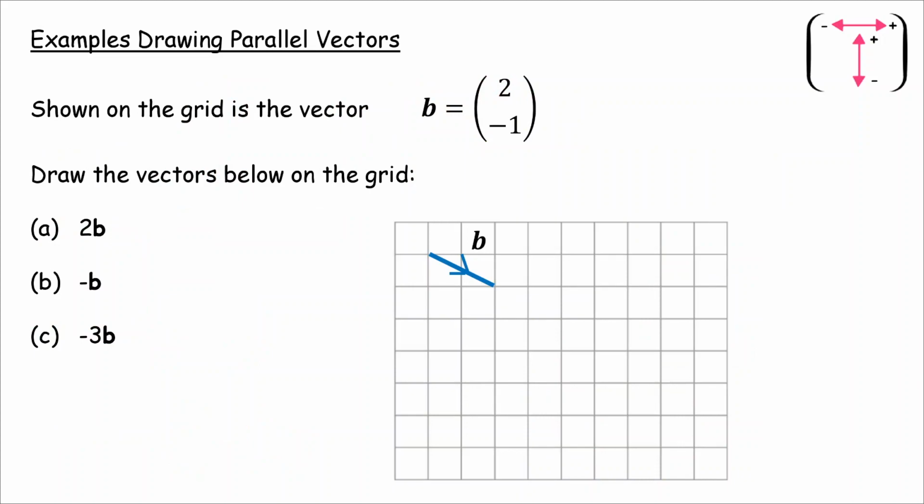So let's look at some examples now of drawing some parallel vectors for ourselves. It says shown on the grid is the vector b, written as a column vector (2, -1): 2 across, 1 down. Let's just check that. I've got my vector b, I'm going 2 across and 1 down. That is correct.